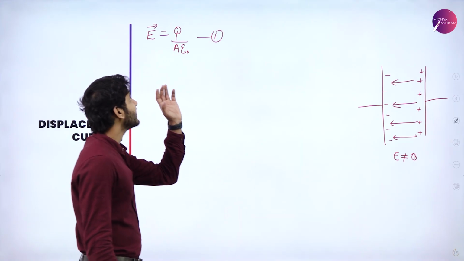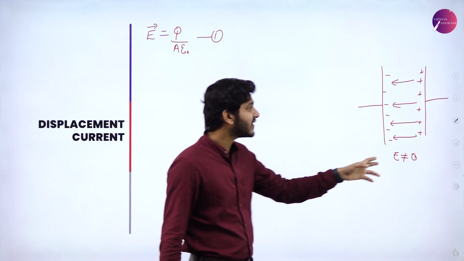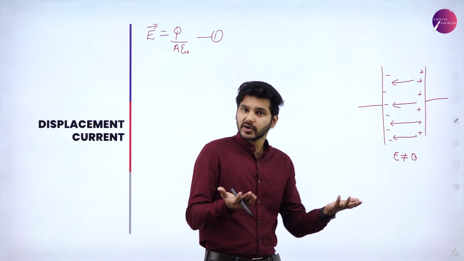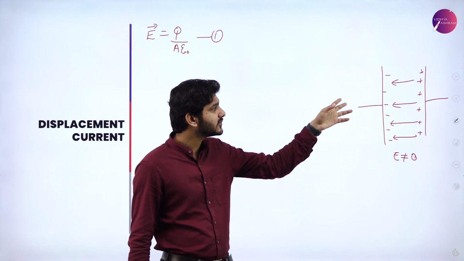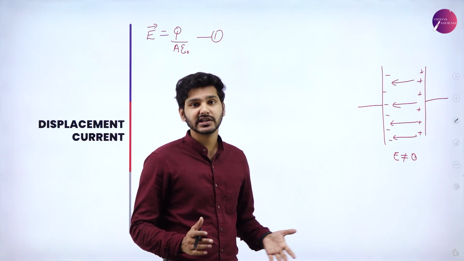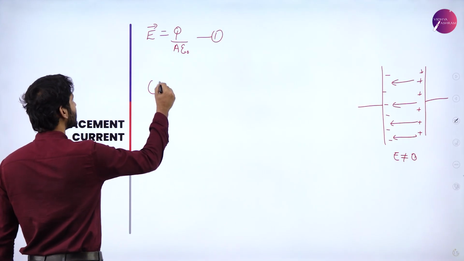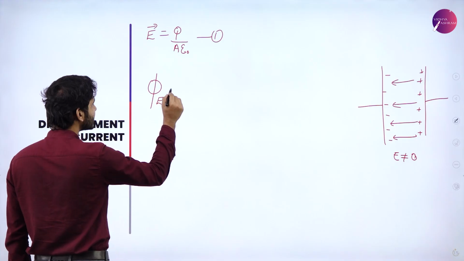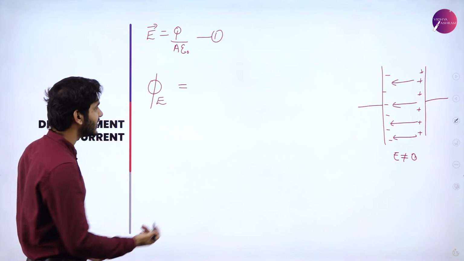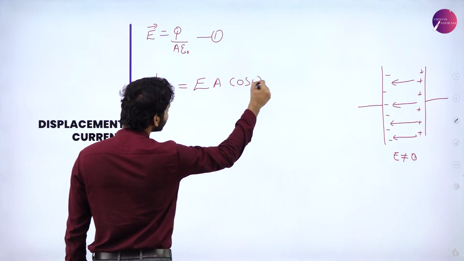Again, we have this equation E is equal to Q by A epsilon naught, which proves that the electric field inside this particular charged capacitor is not zero. So hence there is going to be an electric field in between those plates. And if there is an electric field, we can obviously define flux. There is going to be an electrical flux, indicated by phi E, and electrical flux phi is nothing but EA cos theta, or simply E dot A.